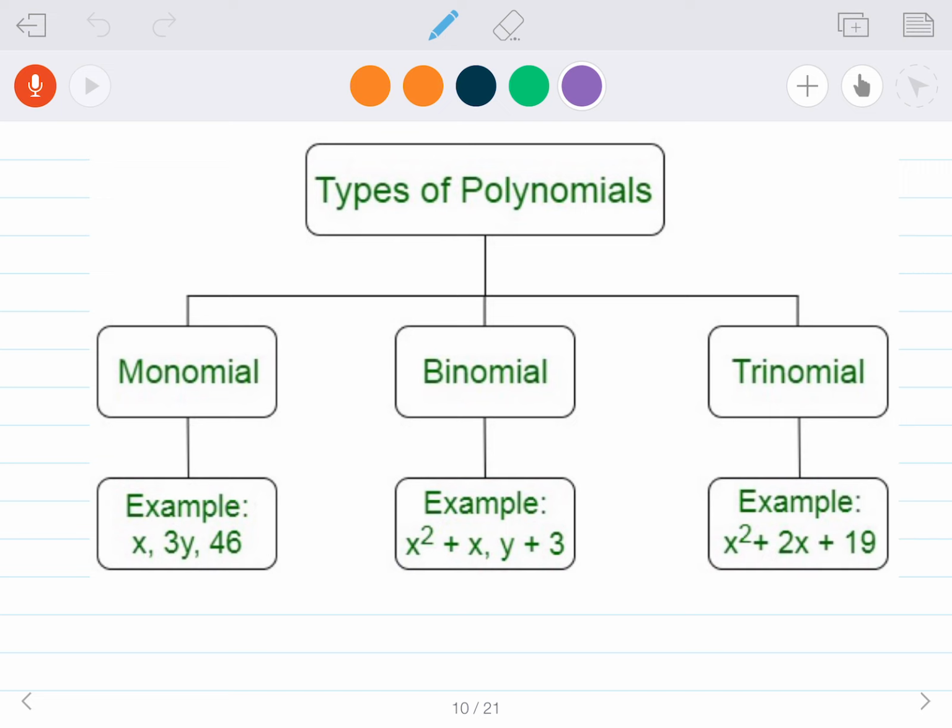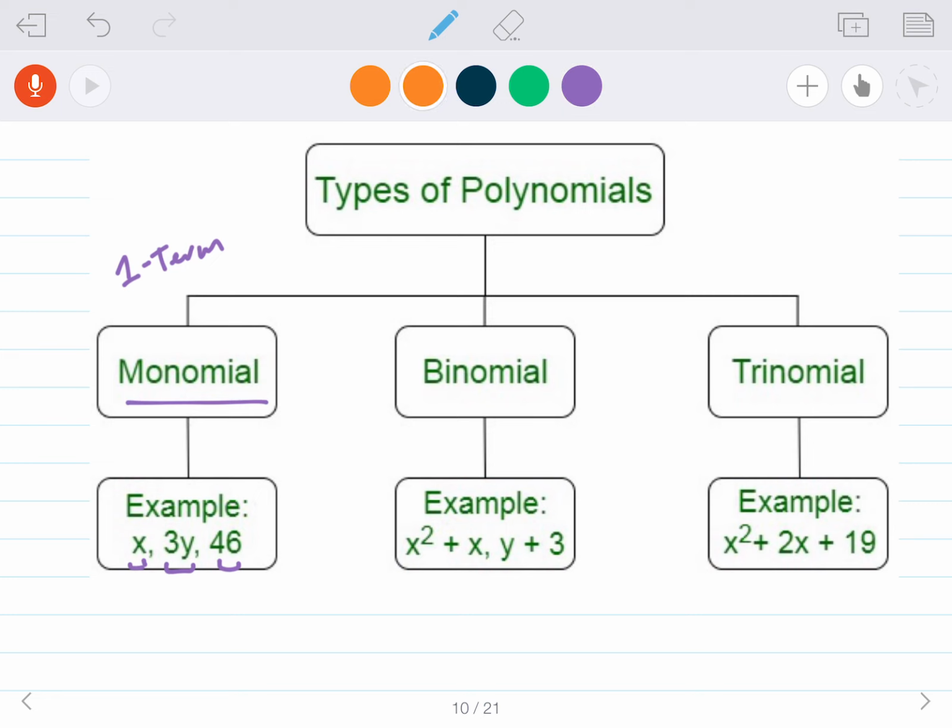Okay, so the first type is a monomial. The prefix mon means one, okay? So monomial means one term. That's what monomial is. So some examples, we have x is just one term, just stuck together with multiplication. 3y is a single term because 3 and y are attached implicitly by multiplication. 46 is another monomial, just a single term, okay?